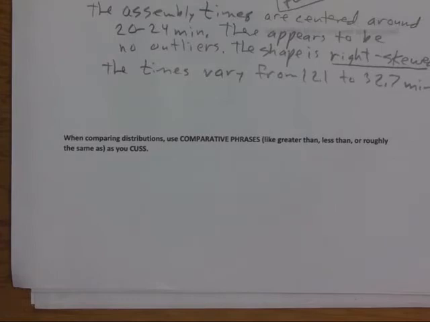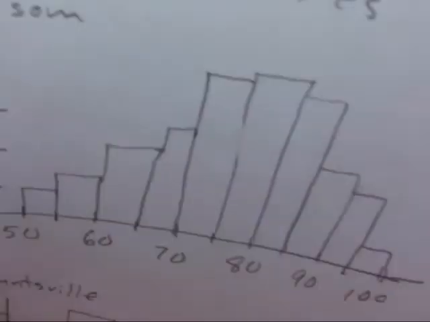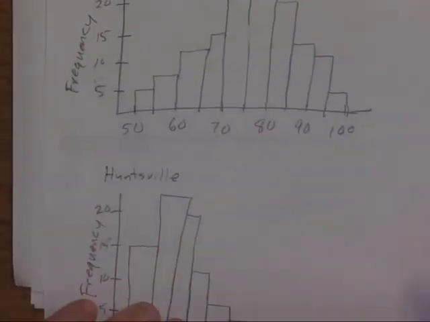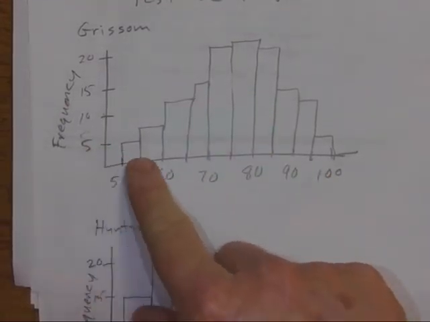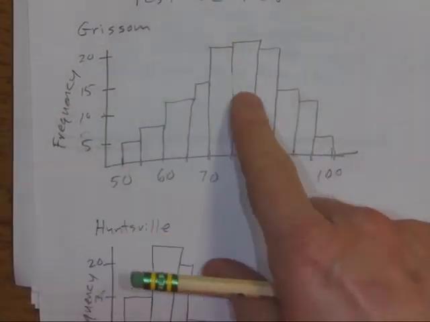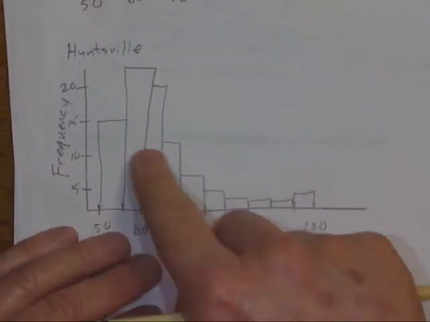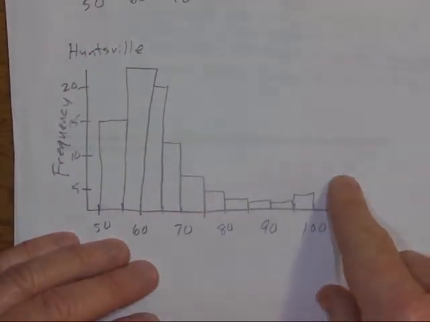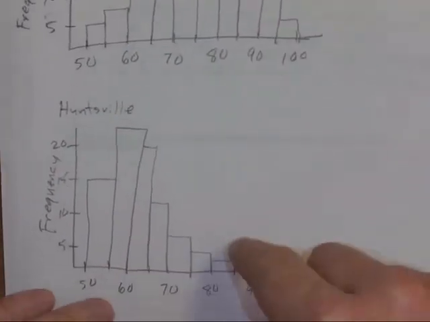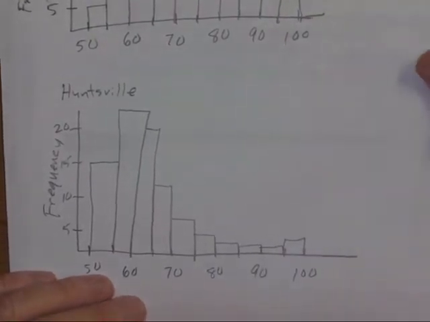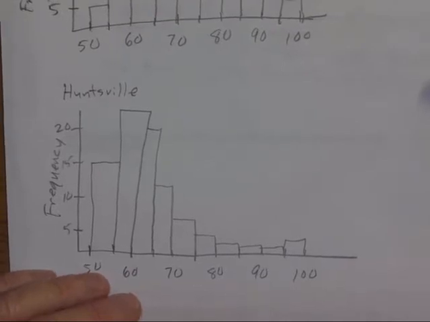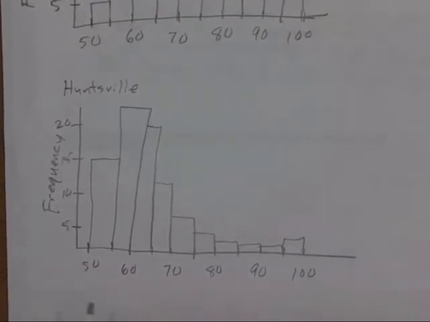And so looking at an example, let's say we were looking at test scores for tests that were given at Grissom and at Huntsville High, and let's say there's a histogram of Grissom's test scores, and there's our frequency table. Certainly looks mound-shaped and symmetrical. And there's Huntsville High's. Huntsville High's is very right-skewed. All right, and you were asked to compare these distributions. You immediately say to yourself, I'm going to describe, and I'm going to use comparative phrases like greater than, less than, or roughly equal to.